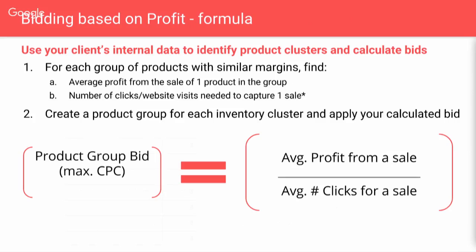You'll then create a product group for each inventory cluster and apply your calculated bid. So this is a formula that you can use to make sure that you are using the structure that Emerson just explained, but also calculating your bids in a way that makes sense.